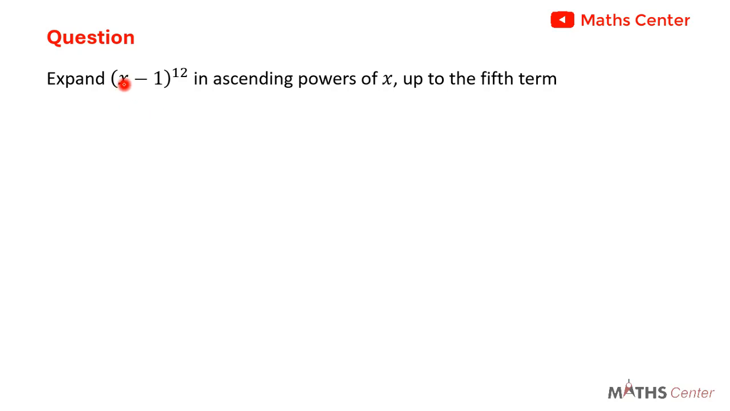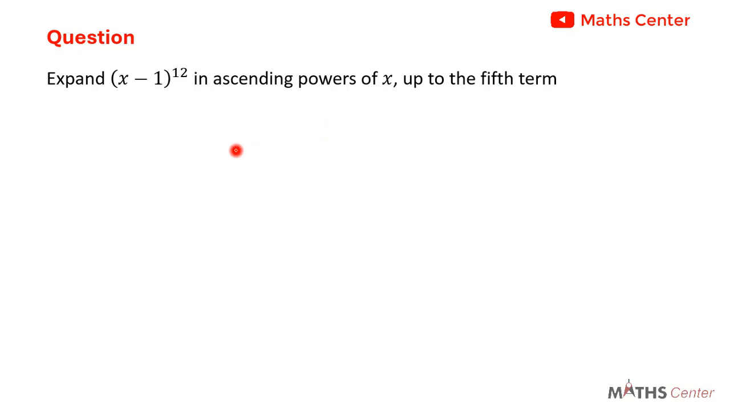Expand x minus 1 exponent 12 in ascending powers of x up to the 5th term. So here we are going to write the expansion up to the 5th term. We will not go beyond that.